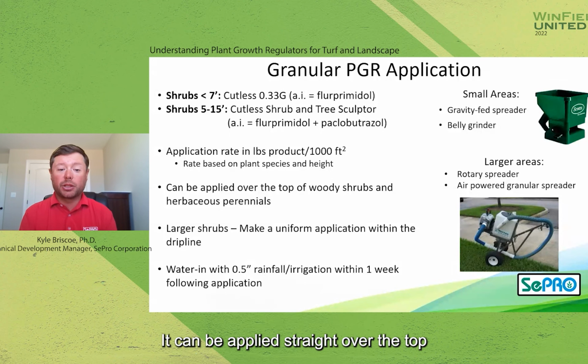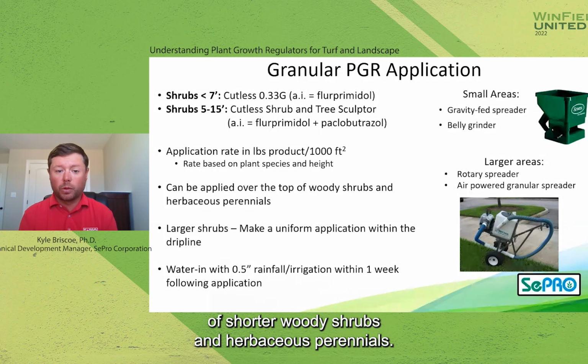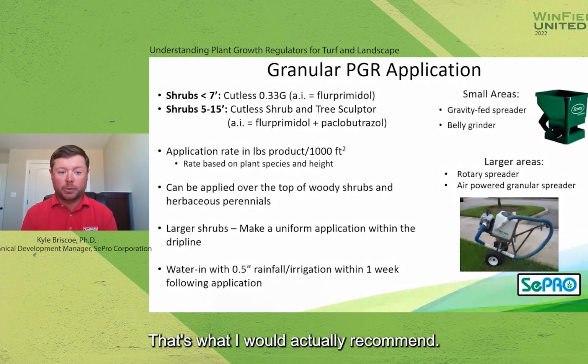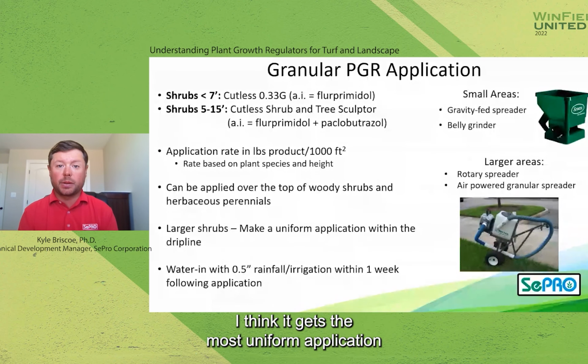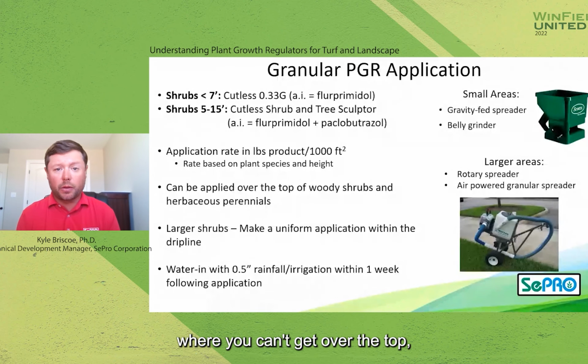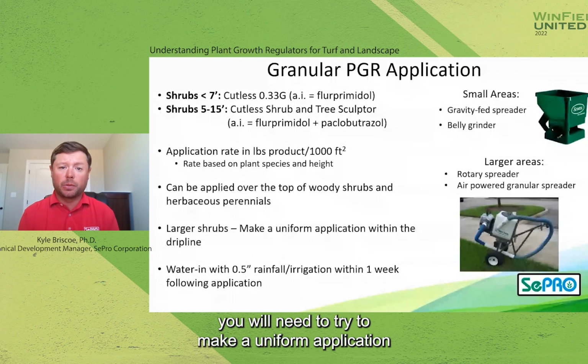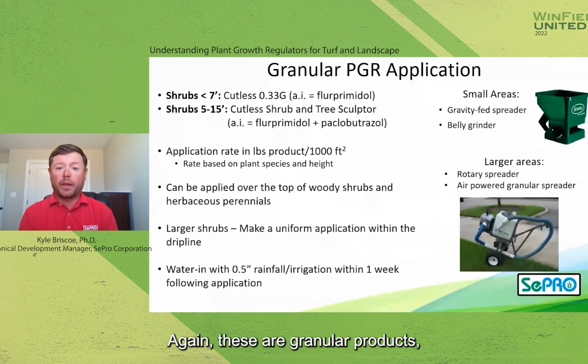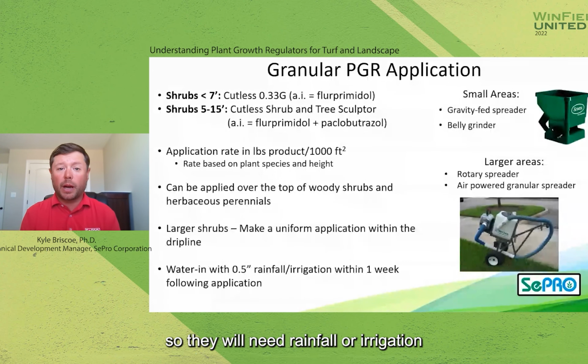It can be applied straight over the top of shorter woody shrubs and herbaceous perennials. That's what I would actually recommend. I think it gets the most uniform application whenever you apply over the top. With your larger shrubs, though, where you can't get over the top, you will need to try to make a uniform application within the drip line. Again, these are granular products, so they will need rainfall or irrigation within a week or so. I recommend a 1/2 inch to really drive that active ingredient into the root zone.